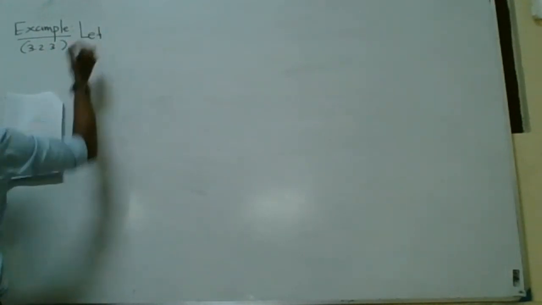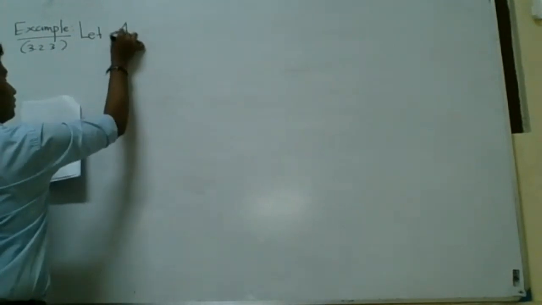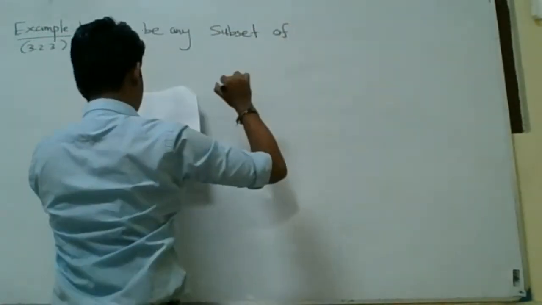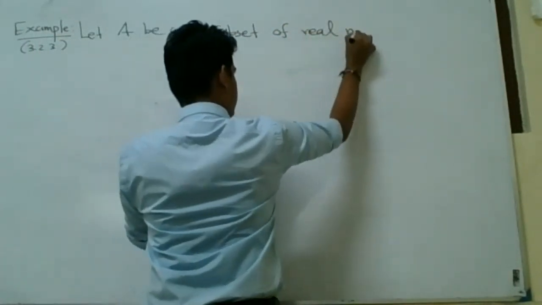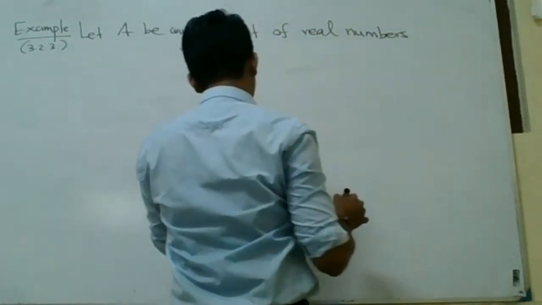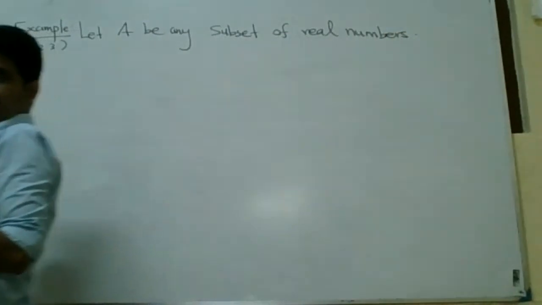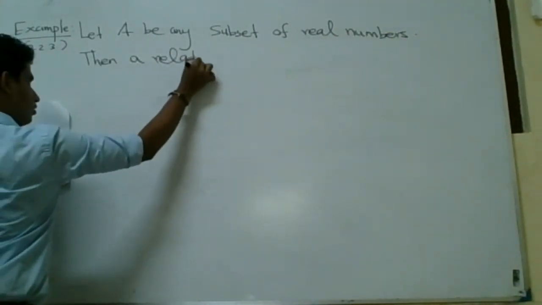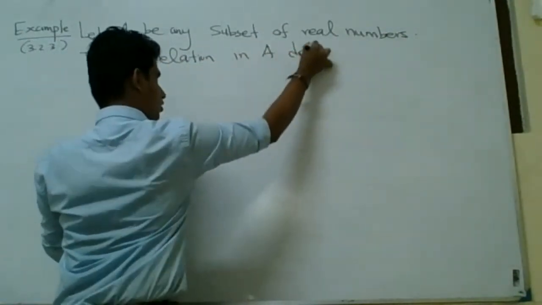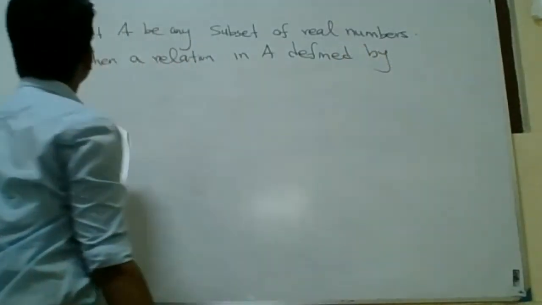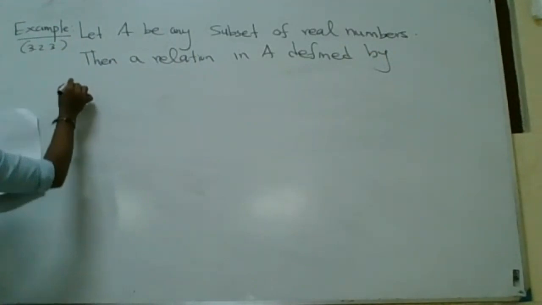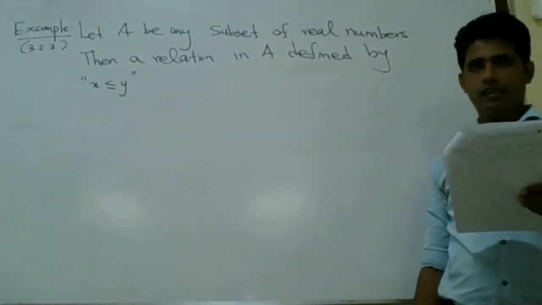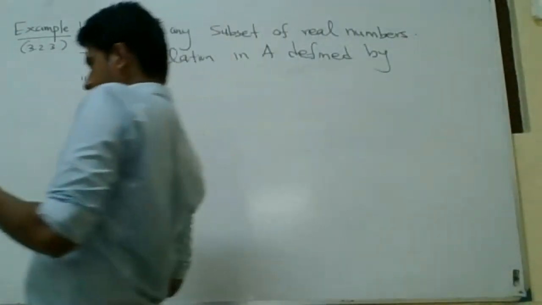Let A be any subset of real numbers, then the relation in A defined by x less than or equal to y. You want to show that it is a partial order in A.